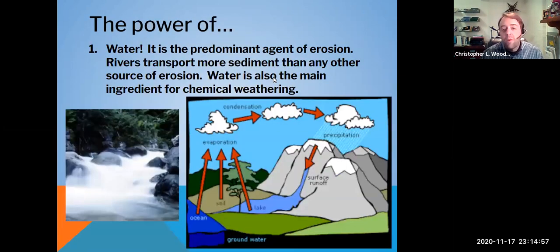So water is the predominant agent of erosion. Rivers transport more sediment than any other source of erosion. It is also the main ingredient for most chemical weathering. So water is extremely powerful.